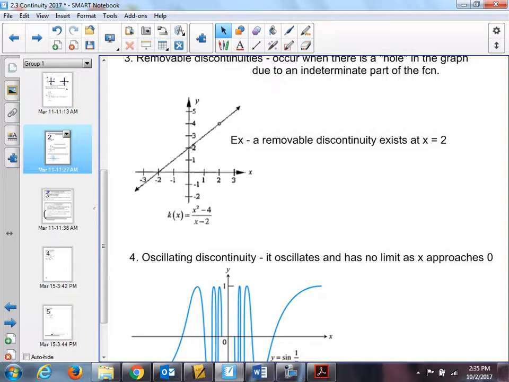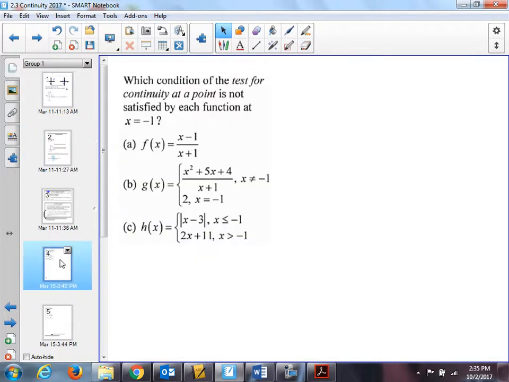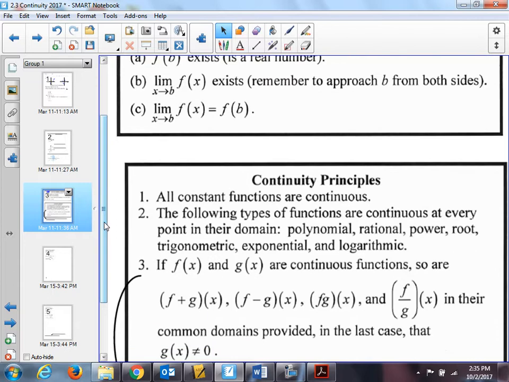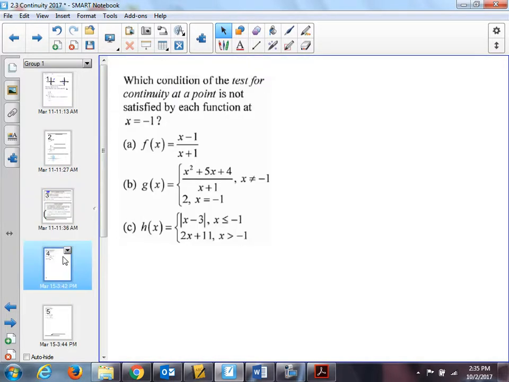Now, I flipped the page on purpose. We'll look at continuity principles afterwards. Flip the page to 4. I just wanted everything on a page. And we'll look through question A.